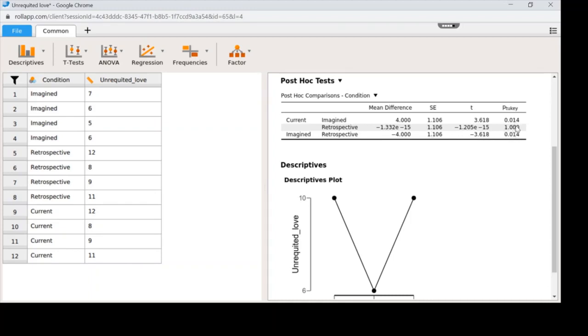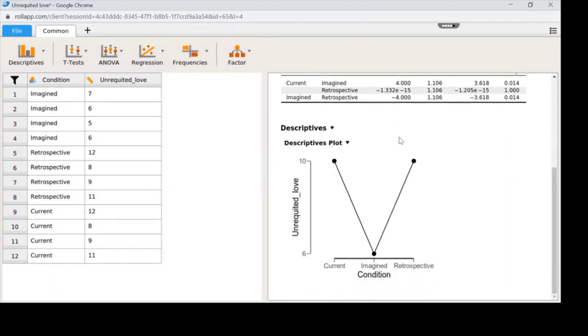But when we're looking at these data, we can see that imagined versus retrospective are significantly different. So let's look at our picture and see what this means. This means that current and imagined, this gap here, that's a significant difference, right? So currently feeling unrequited love, they feel it much worse than those who are trying to imagine what it would be like. This retrospective versus imagined is significantly different.